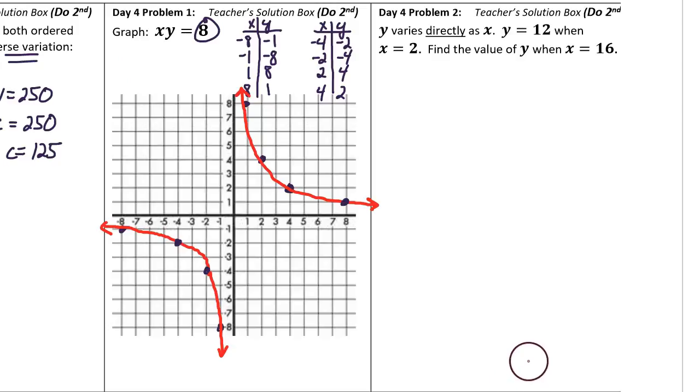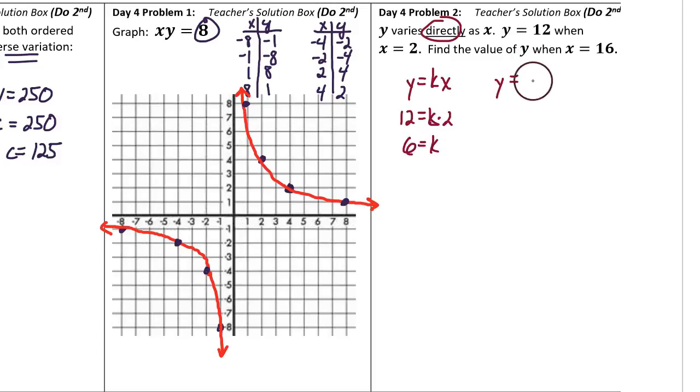Day 4, problem 2. Y varies directly as x. So our model is y equals k times x. This is different than the model we were using on the day 3 questions. Make the substitutions. Y is 12 when x is 2. If you divide both sides by 2, you get 6 is equal to k. So our model is y is always equal to 6 times x.